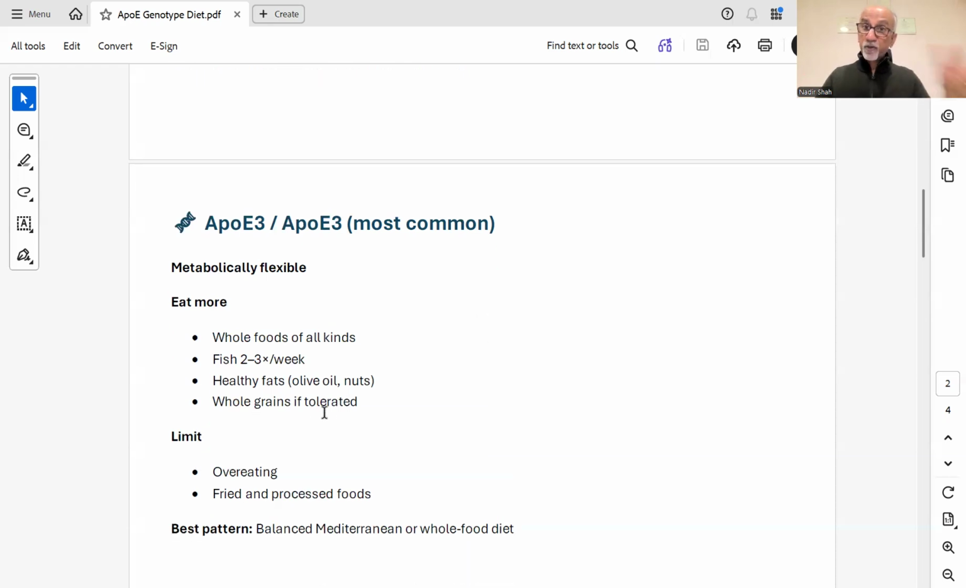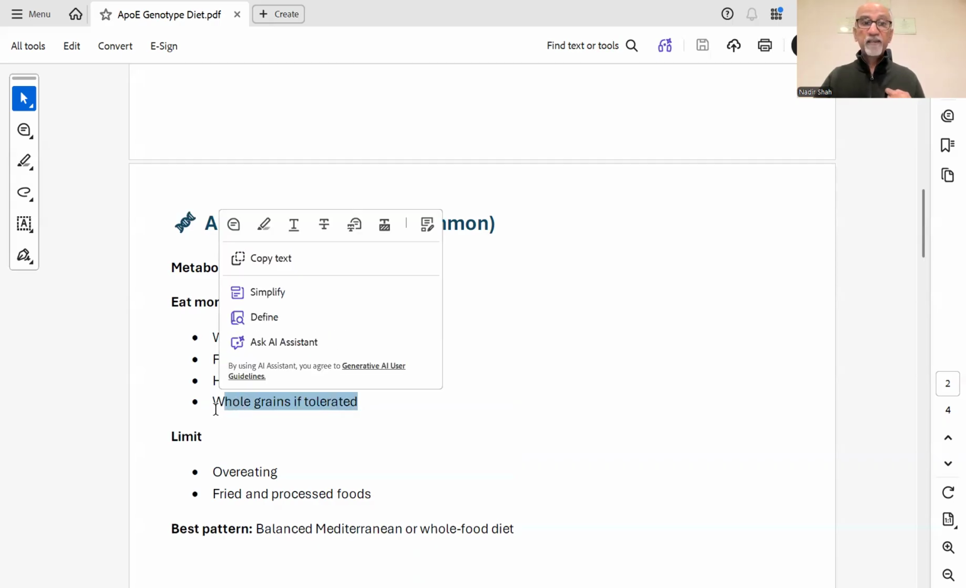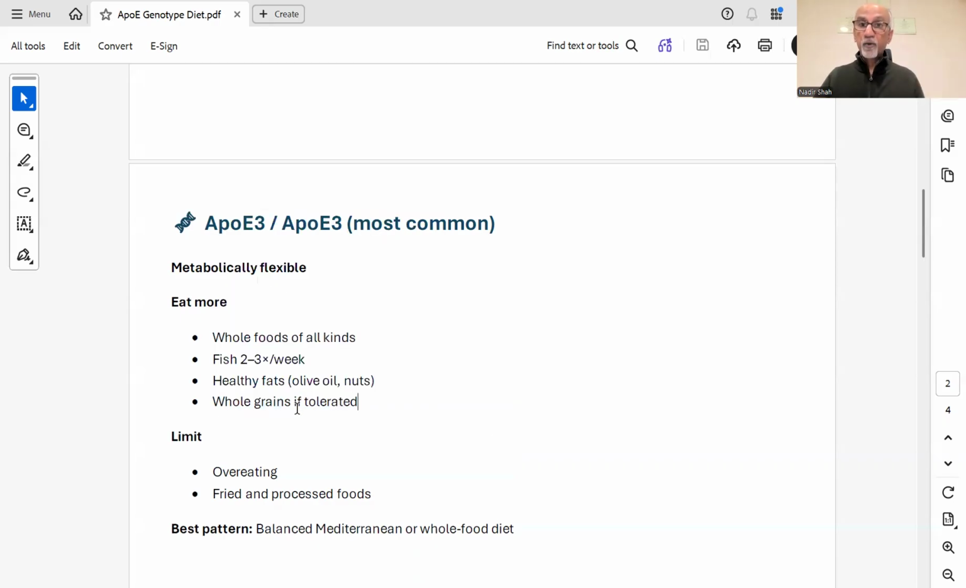Then whole grains, if tolerated. You see that here it says if tolerated. I was not tolerating whole grains very well. Okay, that's why I switched to coconut flour bread, because my triglyceride, my small dense particle would shut up.